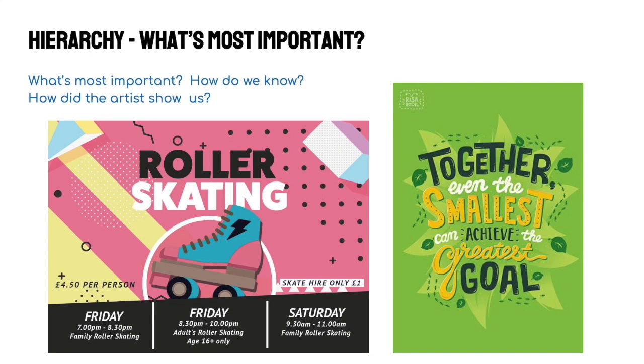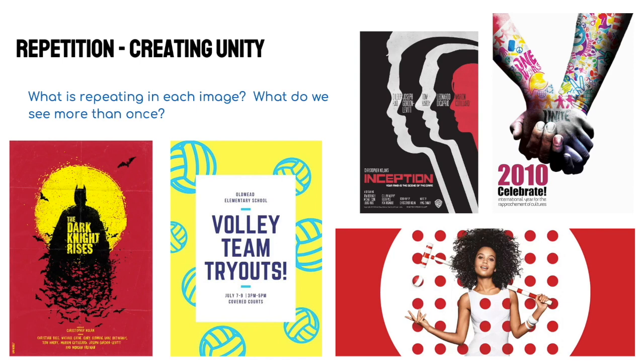The last thing we're going to look at is repetition. Artists use repetition to create a sense of unity in an image. Artists can repeat colors, patterns, types of text and typography, and types of values or styles in order to make the artwork or the design look cohesive, like all the parts belong together.